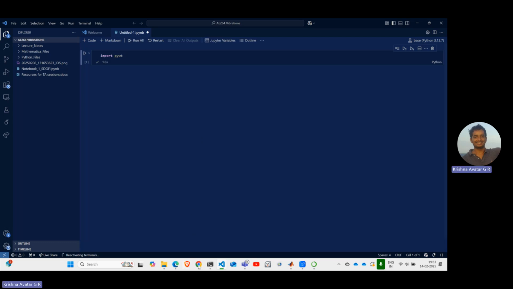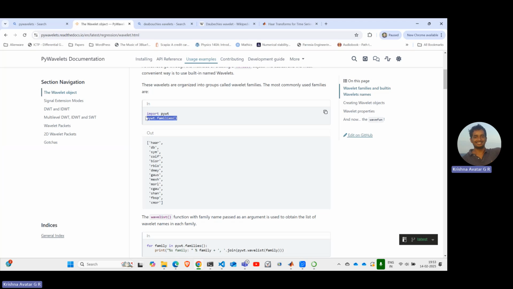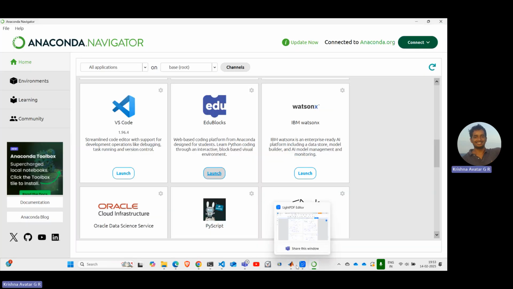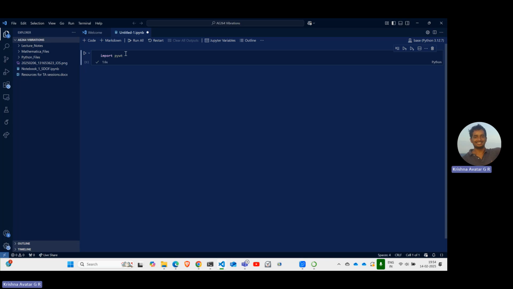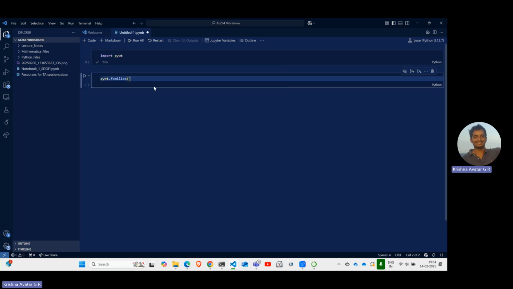Get executed. Now let's see what all wavelet families it has. I can just close this MATLAB as of now. And then say we have imported this. Let's see what all families it has.